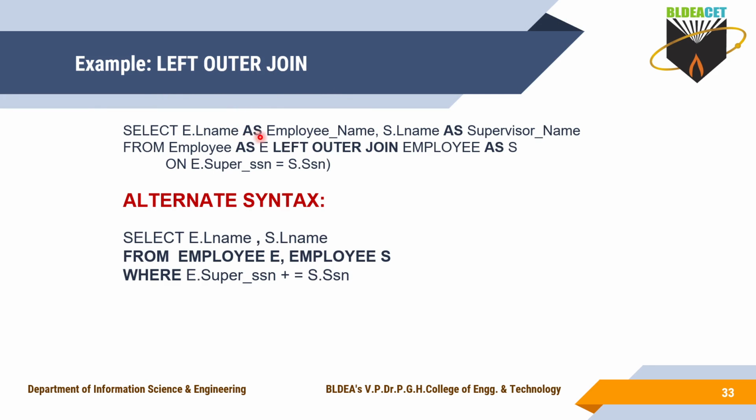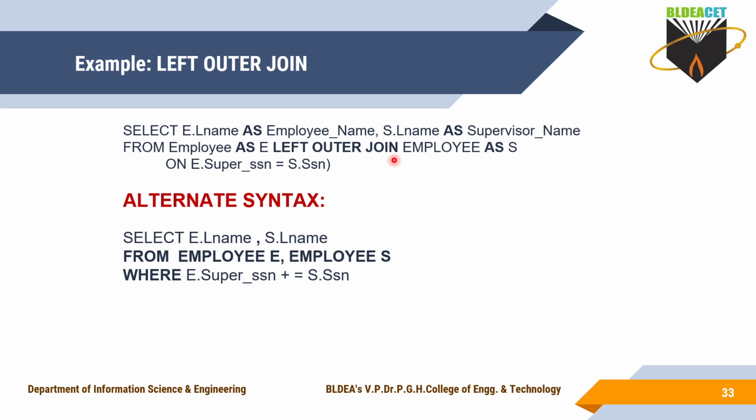Select L name. So as employee name, I rename this. If you want to rename attribute names also, then you can specify the AS keyword in the select clause. So this E dot L name is renamed as employee name, and L name of the supervisor is renamed as supervisor name here. From employee as alias E, left outer join.